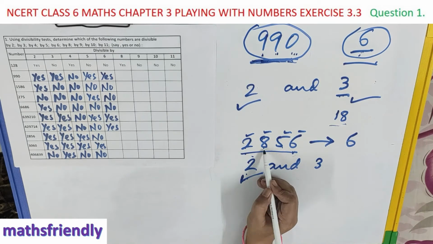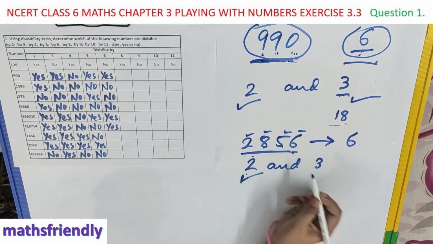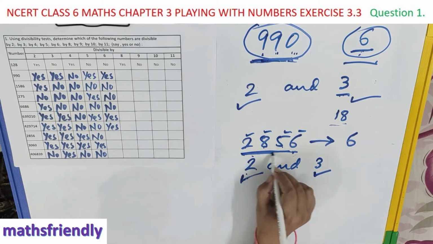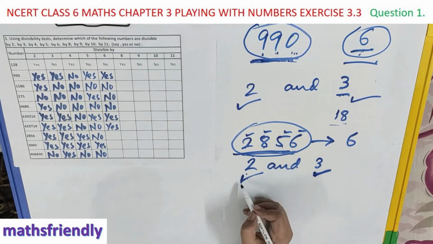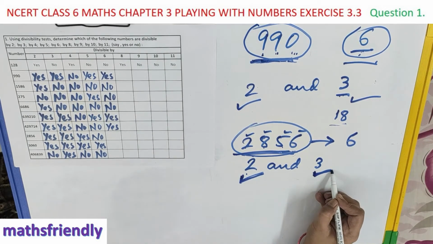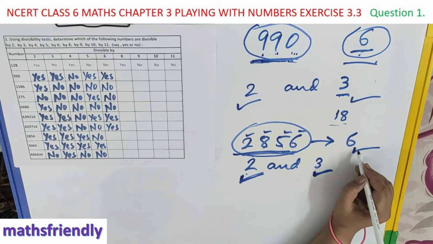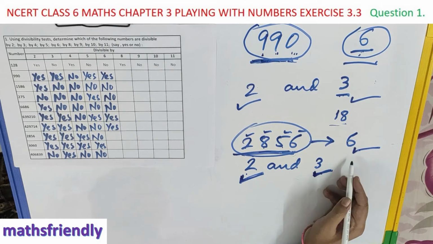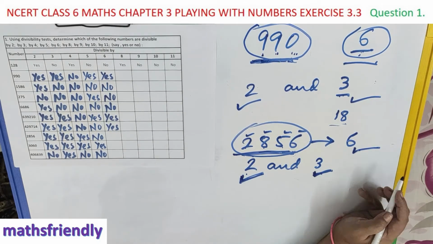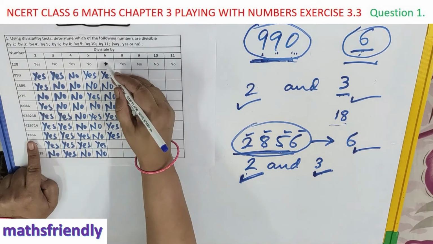We will add it. 2 plus 8 is 10, 10 plus 5 is 15, 15 plus 6 is 21 and 21 is divisible by 3. It means this number is divisible by 3. So what we got? We got that this number is divisible by both 2 and 3. It means this number is also divisible by 6. This is the divisibility rule for 6. For checking the divisibility rule of 6, we have to check whether that number is divisible by both 2 and 3 or not. If yes, then that number is divisible by 6 also. So yes, we will write it here. Yes, this number is divisible by 6.